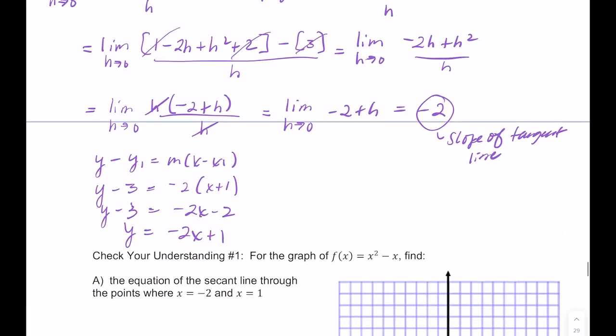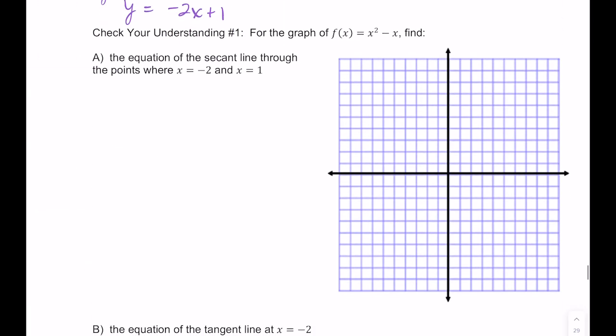Okay, I'll give you some time here. If you want to pause the video, you can try the check your understanding, and then you can unpause it when you're ready to move on.